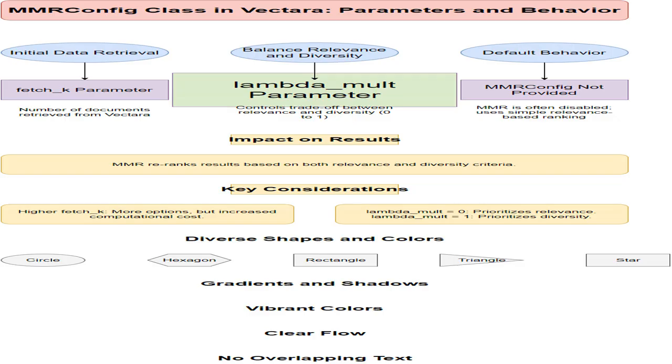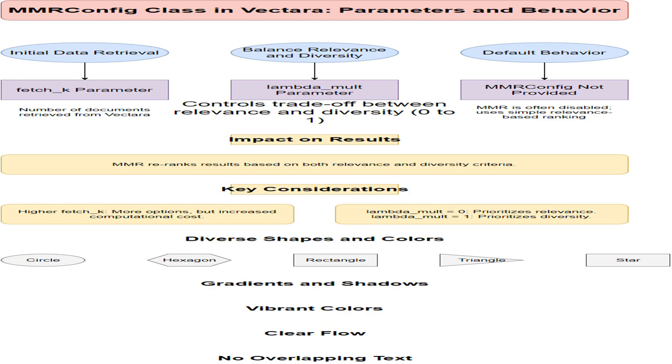The lambda_mult parameter plays a crucial role in balancing relevance and diversity. It fine-tunes the MMR algorithm. A higher value makes the results more diverse, while a lower value focuses on making results more relevant. The lambda_mult parameter directly controls the trade-off between relevance and diversity. Think of it as a slider. Closer to 1 gives you more diverse results, closer to 0 prioritizes relevance. The value must be between 0 and 1, inclusive.